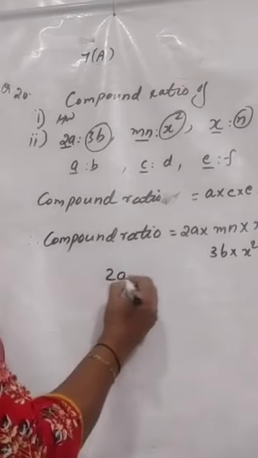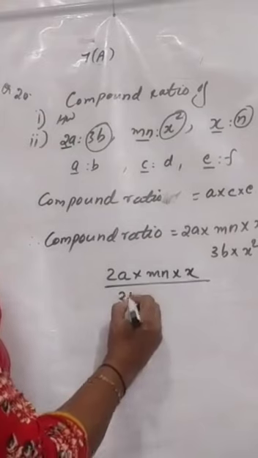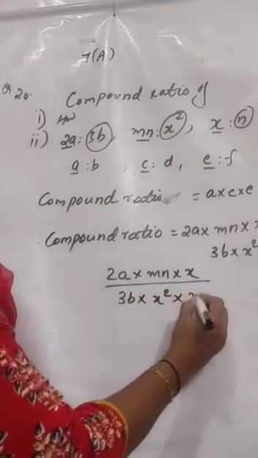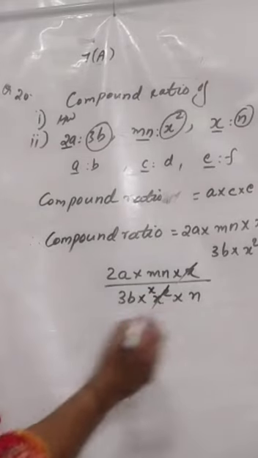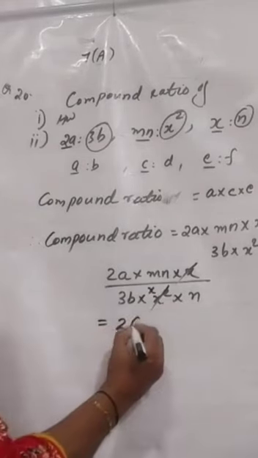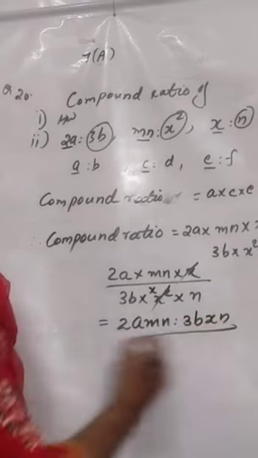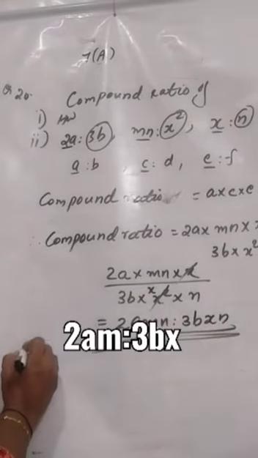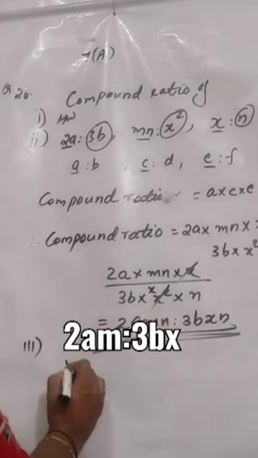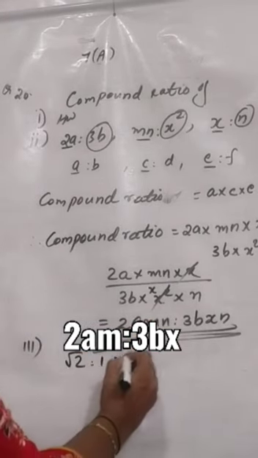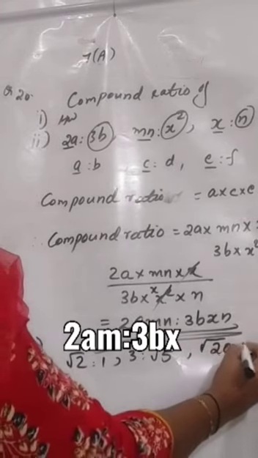Let us simplify this by writing in fractional form, over 3b into x square into n. Here we can cancel out 1 x. No other simplification is possible. So the required ratio is 2amn is to 3bxn. Okay. And the third one is root 2 is to 1, 3 is to root 5 and root 20 is to 9.